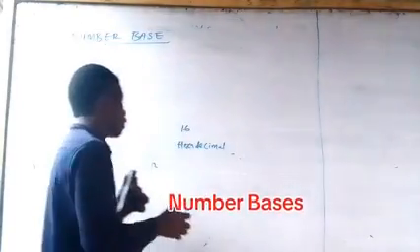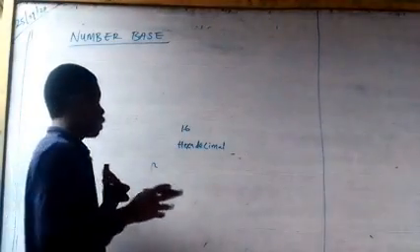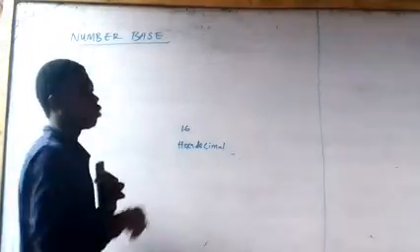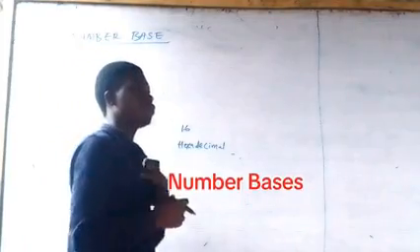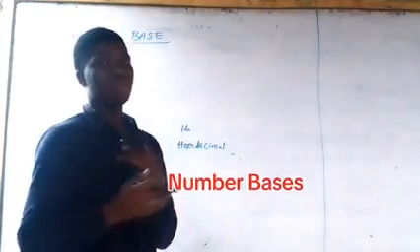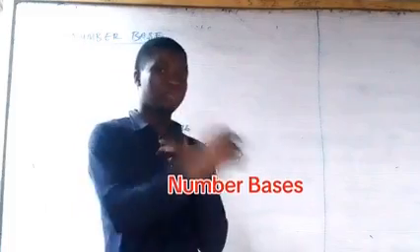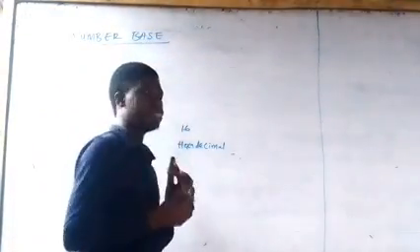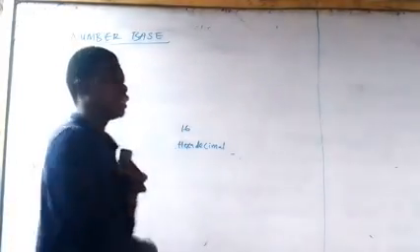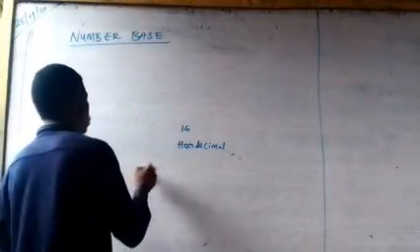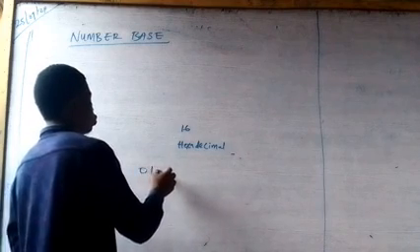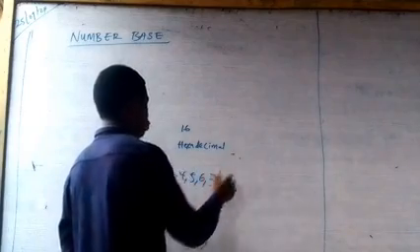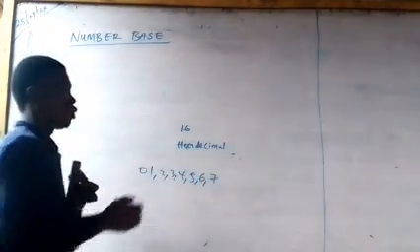Basically, I'll not really go much into that. But base 2 is known as binary. We have octal, that's base 8. We have decimal, that's base 10, our standard counting numbers. And we have hexadecimal, that's base 16. Now let me give you an instance. We have 0, 1, 2, 3, 4, 5, 6, 7. Let me stop there.